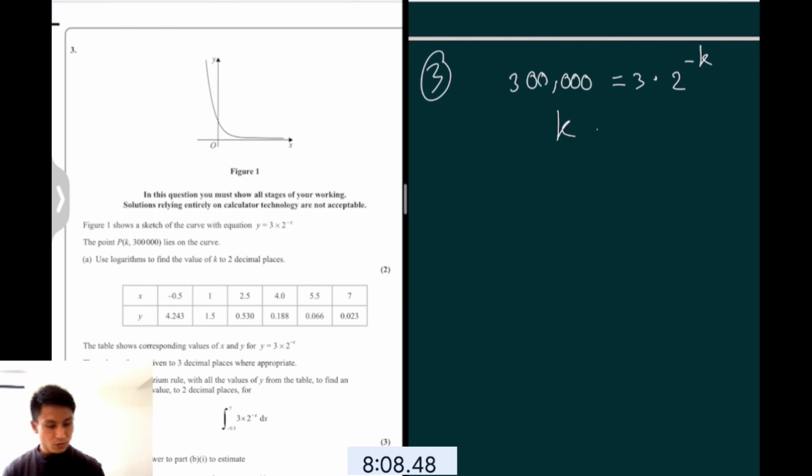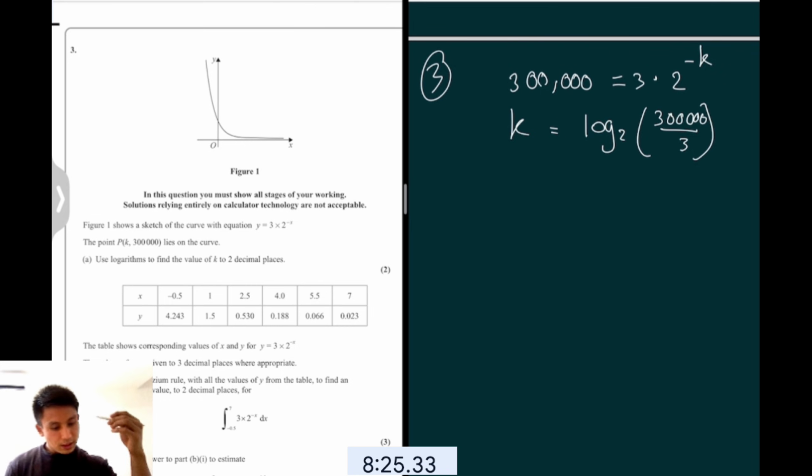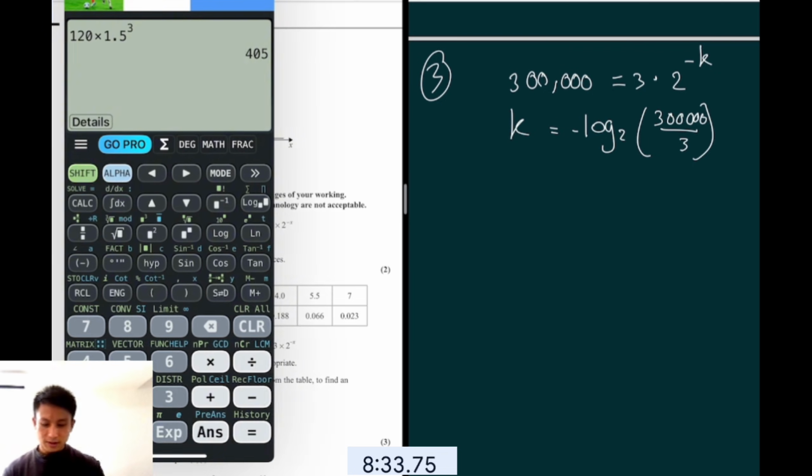Basically, k would be equal to, if you rearrange it, you get this first, and then you take log base 2. So 300,000 divided by 3, and then you take log base 2, and because that would be minus k, we put a minus here. Just solving the algebra, basically. You should be good at algebra. So minus log base 2 of, that would be 100,000.